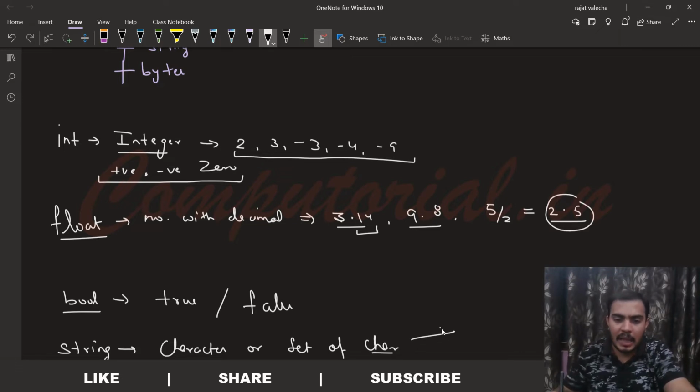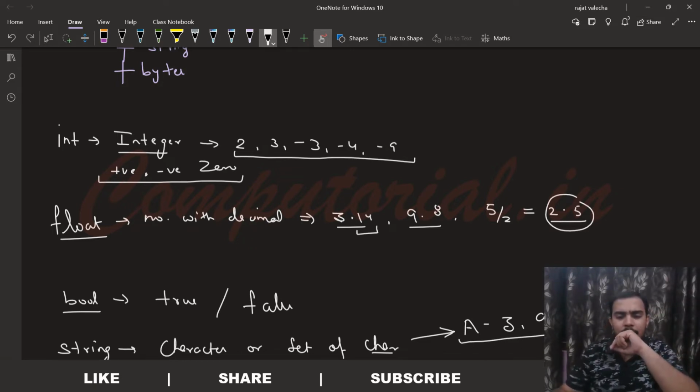Now a string can be anything that you have made with alphabets, that is A to Z, or small a to small z, or numbers like 0 to 9, or all these special symbols. It can be termed as a string value, and generally all of these string values are written either inside double quotes or inside single quotes, or sometimes inside triple quotes as well in Python.